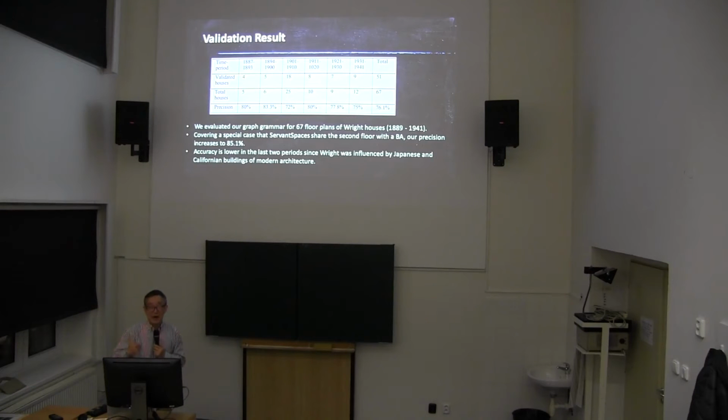the grammars. But why in those 2 periods is the percentage of precision lower? Because that's what we concluded. Wright was influenced by Japanese and California buildings of modern architecture in those 2 periods. So some houses he designed violated a little bit his own rules. Some of these houses don't belong to his original design and were influenced by Japanese and California architectures.